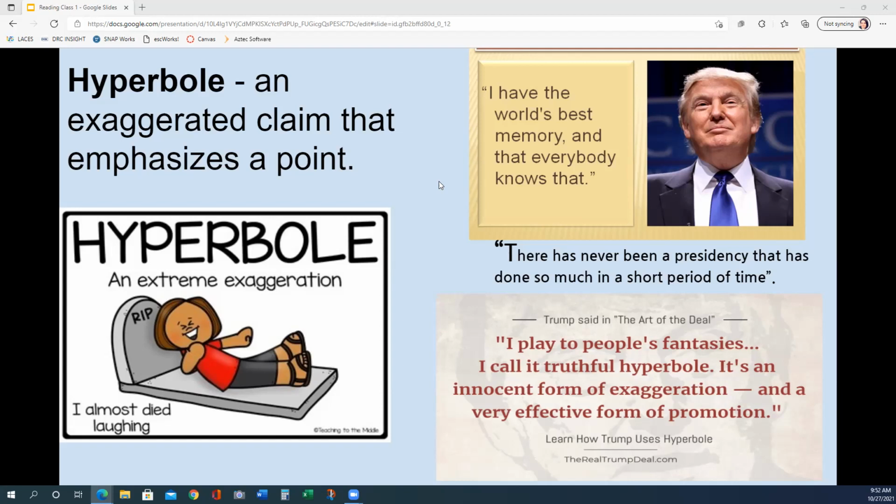He is quoted as saying, "I play to people's fantasies. I call it truthful hyperbole. It's an innocent form of exaggeration and a very effective form of promotion." So he uses very exaggerated claims to emphasize a point that he's trying to make. That is a hyperbole.